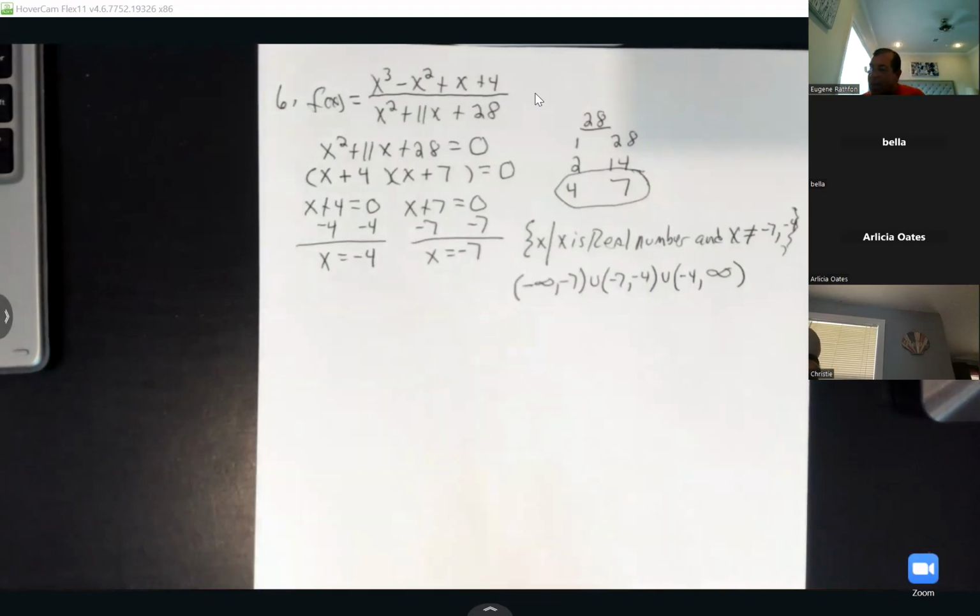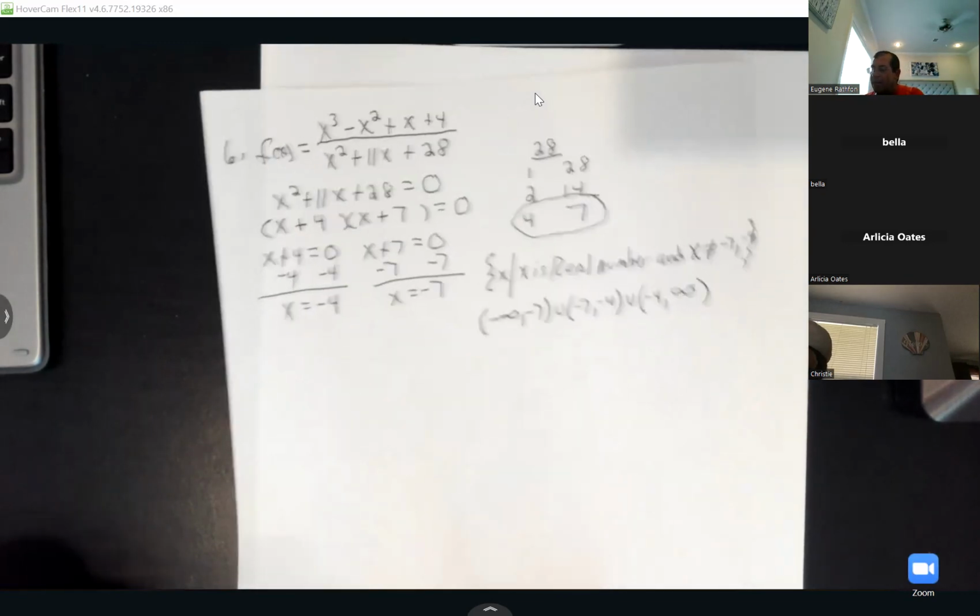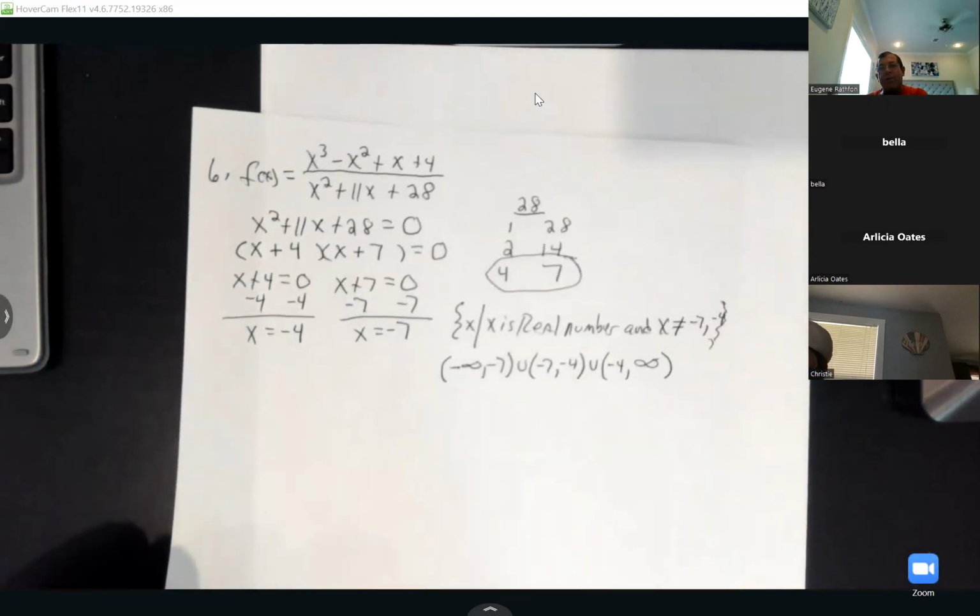So, that was 5.1. Just 6 problems. The first 2 dealing with undefined numbers, the last 4 dealing with the domain. So let's start looking at 8.5.